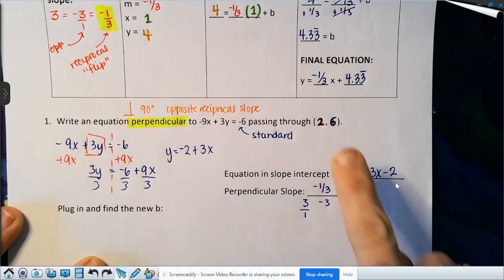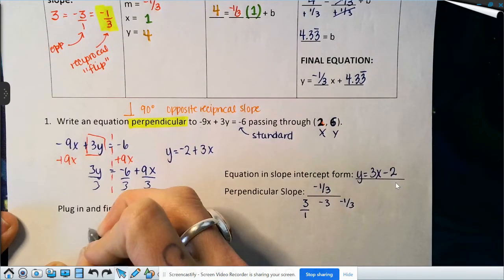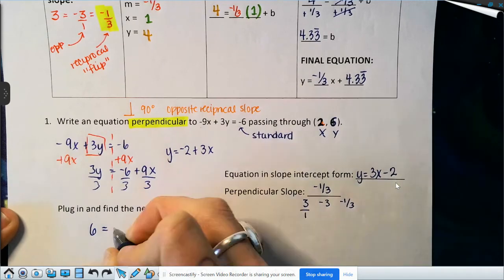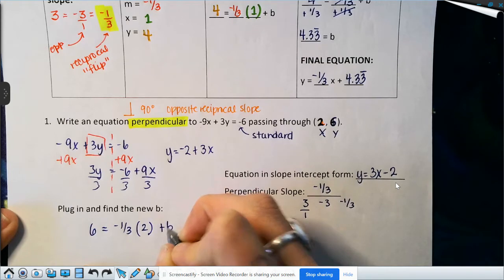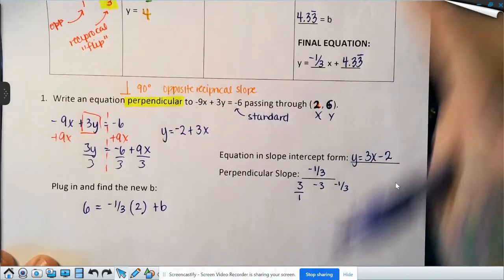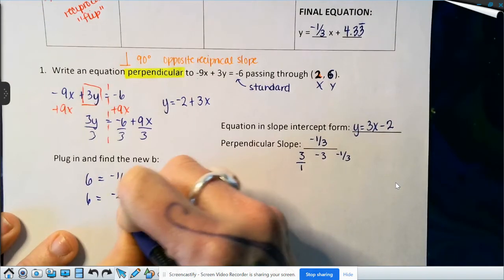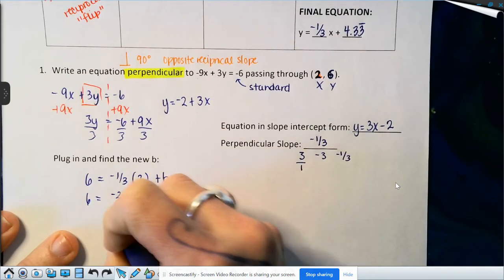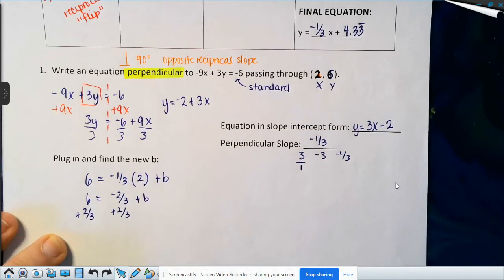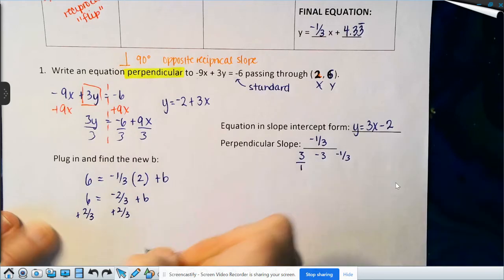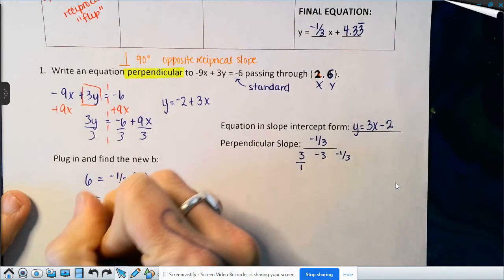It's passing through the point x, y, 2, 6. So our y value is going to be 6. Our slope is a negative 1/3. We're going to multiply that by 2, and then we're going to solve for our new b. So 6 equals a negative 2/3 plus b. We're going to add 2/3 to both sides. Before we added 1/3, and it was 0.33 repeating. So if we have 2 of those, it's going to be 6.666 repeating. So it's going to be all the 6's all the way down forever.